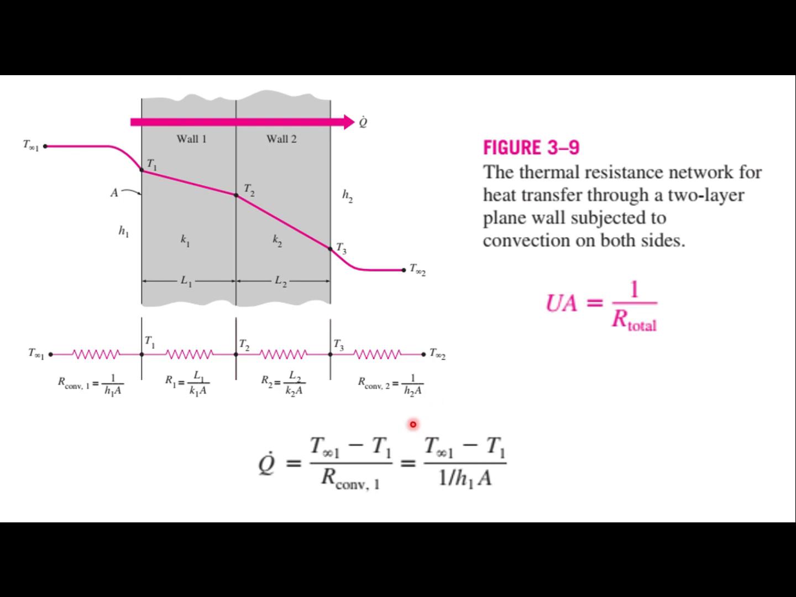And similarly we can write down the overall resistance in this way, and it is connected with the overall heat transfer coefficient UA. So the overall resistance is inversely proportional to the product of the overall heat transfer coefficient multiplied by the surface area.